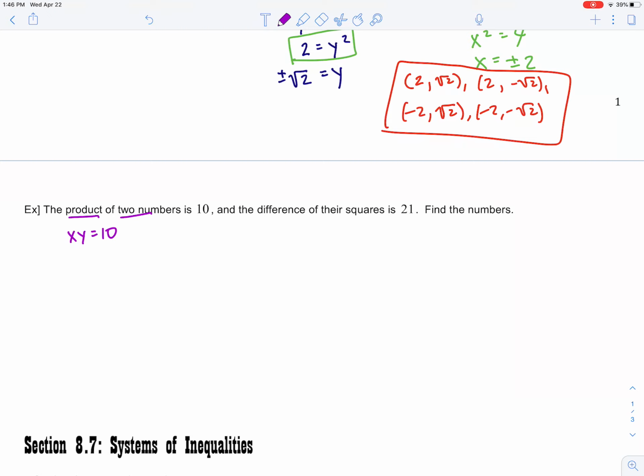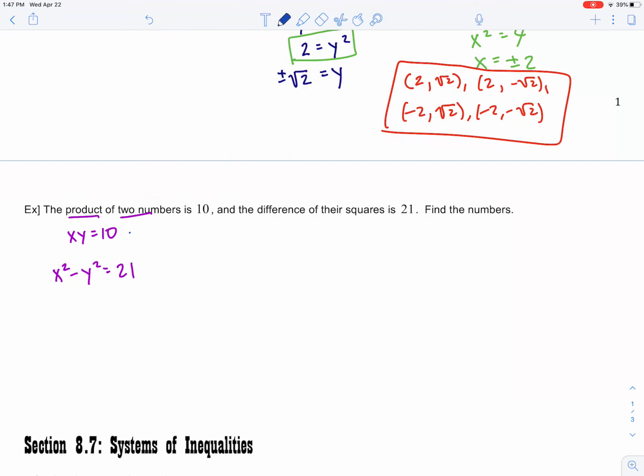So x times y should be 10. The product of 2 numbers is 10. The difference of their squares is 21. So if you square them and subtract, you should get 21. So here is my system of equations. I really don't have any other choice but to do substitution.